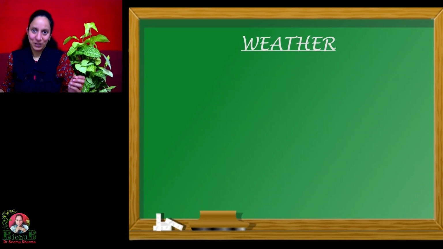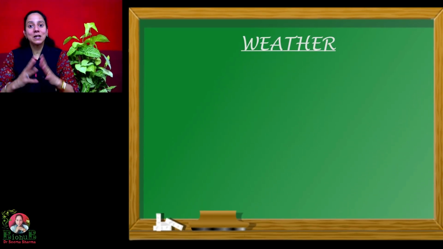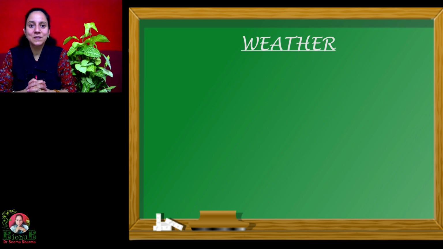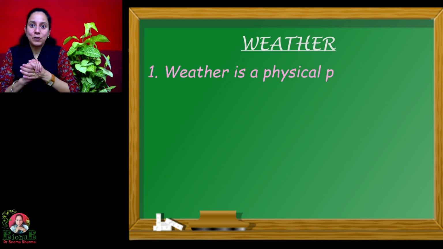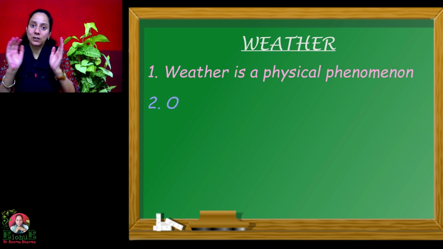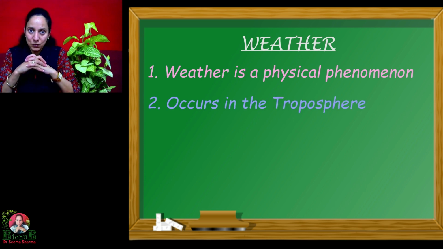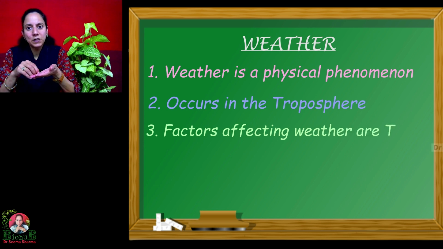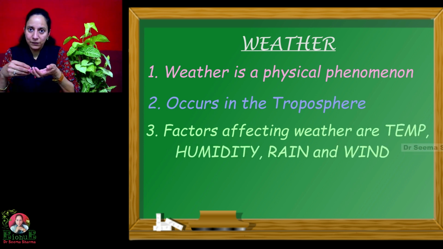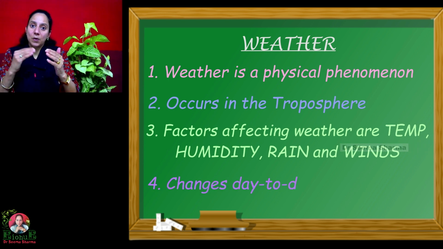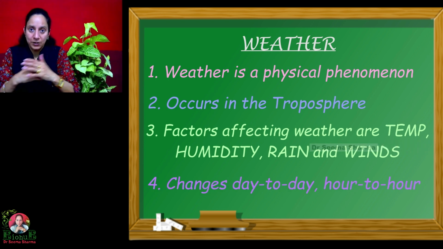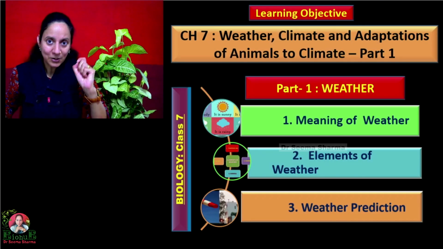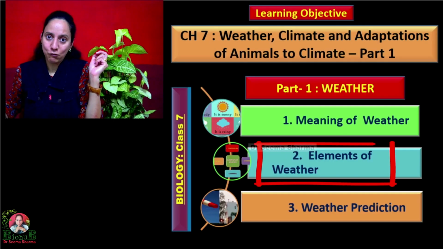So this was about weather. And up to this, what we have understood, my 7th class students, is that weather is a physical phenomenon. It is operating in the troposphere layer of the atmosphere and it is related to temperature, humidity, rainfall and wind. And the weather of a place changes from day to day and even from hour to hour. Next segment, part 2 of this video: elements of weather.